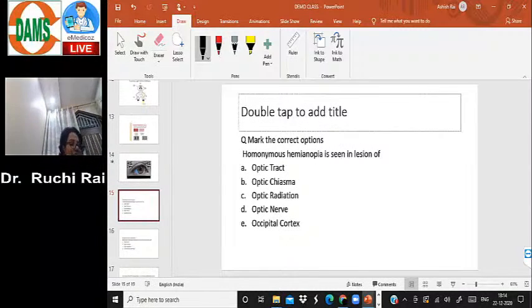If you have learned nicely, you can answer all these questions. So all of you, what is the answer to this question? Mark the correct options. You have to pick up the correct options. Homonymous hemianopia is seen in lesion of. So what should you answer? Okay, Indrani. Bless you. Chalo, batao fir. Fatafat batao. All of you tell. What are the options I will mark? What is the answer of this question, all of you?